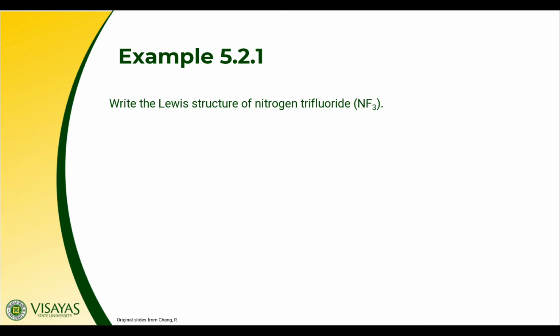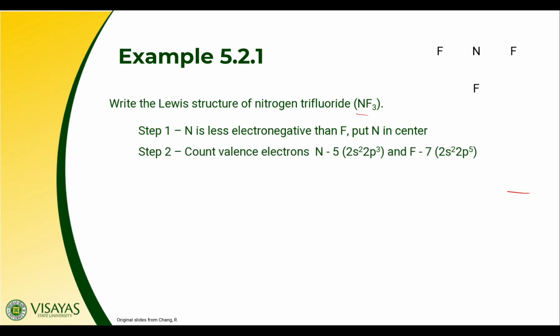Let's have first an example. Write the Lewis structure of nitrogen trifluoride. Between nitrogen and fluorine, nitrogen is less electronegative, so it will be put in the center. So this is our skeletal structure with N in the middle, since it is the less electronegative atom.